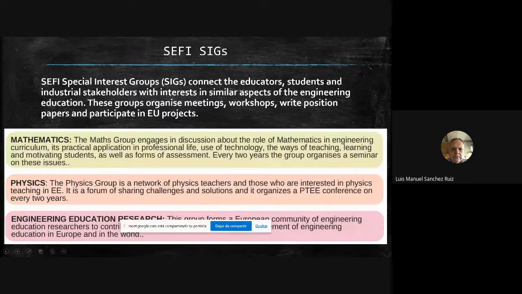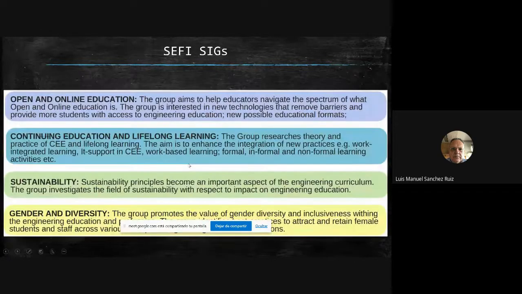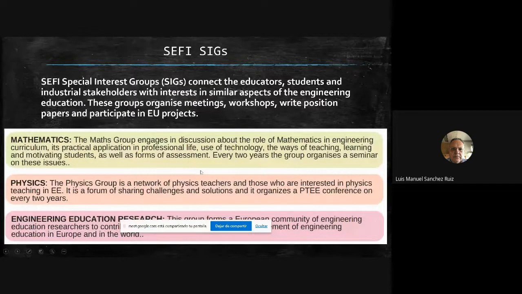For instance, the mathematics working group, which I suppose may be the most interesting for you, engages in discussion about the role of mathematics in the engineering curriculum, its practical application in professional life, the use of technology, and the ways of teaching, learning, and motivating students, as well as forms of assessment. Every 2 years, the mathematics working group develops its own conference. That's usually done in April or May. The annual conference of CEFI is done annually.